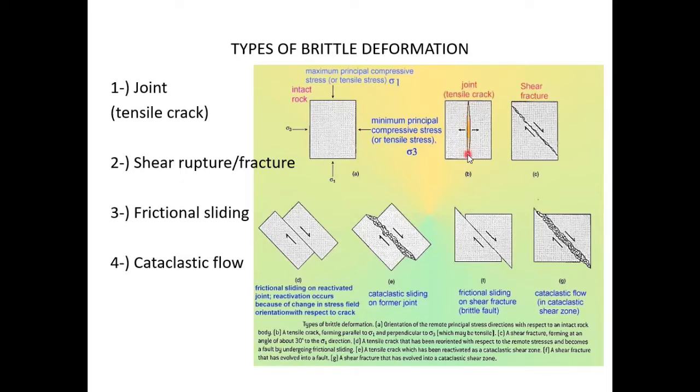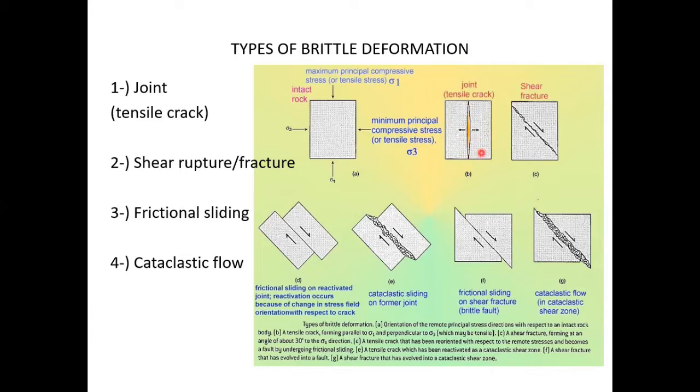And this gap can be filled by a secondary mineral like calcite or silica mineral, or a different type of material can be injected. It can be fine-grained sediment as well. And this is how, during joint formation, principal stresses will be oriented relative to the orientation of the joint.